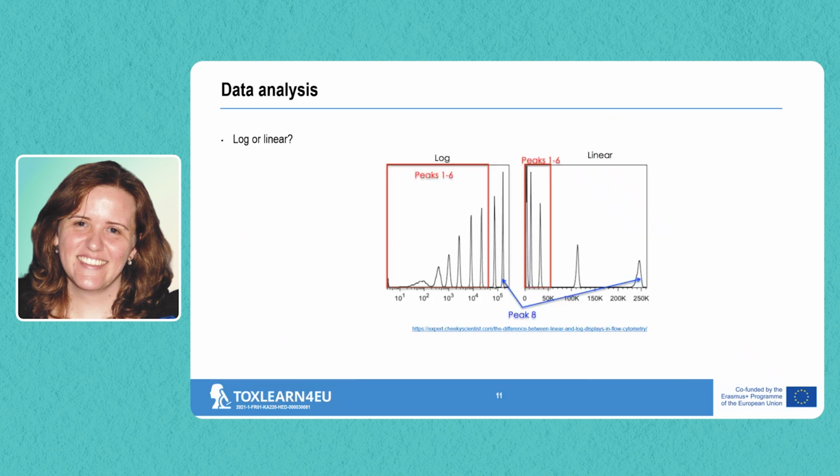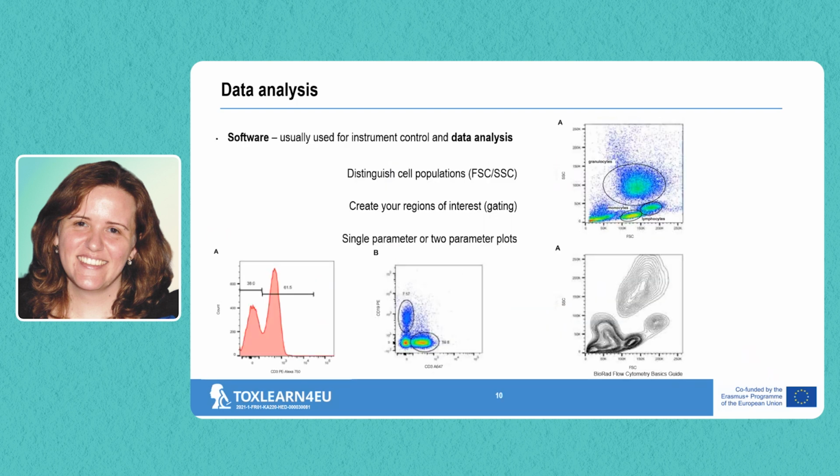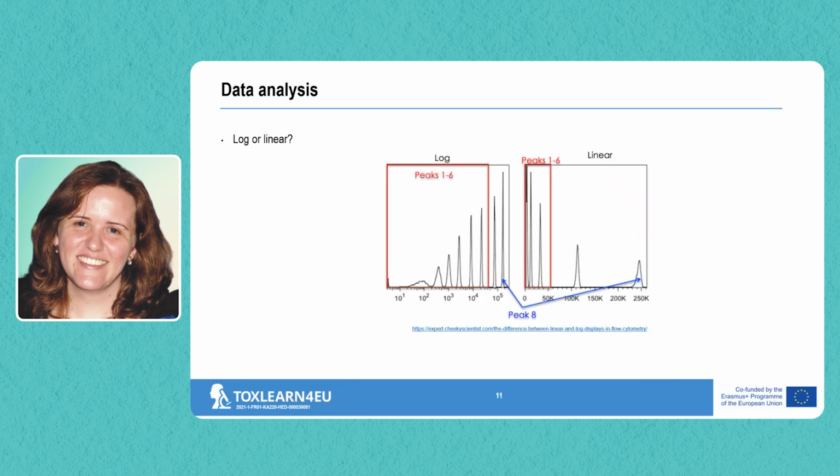I'm not sure if you noticed that, but when I'm showing the graphs here, there is the possibility to use either a linear scale or a log scale. Okay. So how do we choose log or linear?